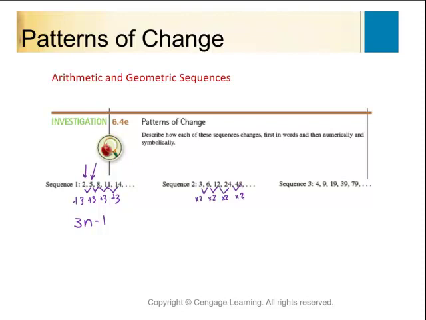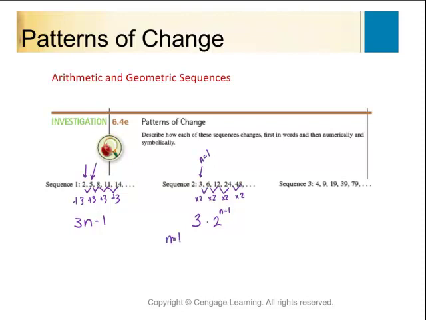So what's going on here is everything is increasing by some power of 2. So what I'm going to write is 2 to the n minus 1. And then 3 is going to be my beginning number. I did that because if n is 1, 2 raised to the 1 minus 1, 2 to the 0 is 1.